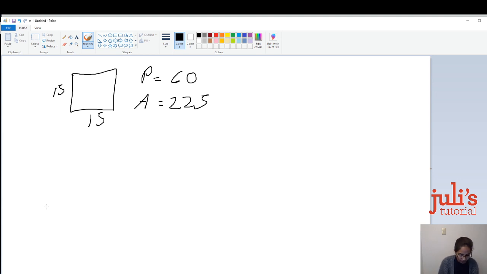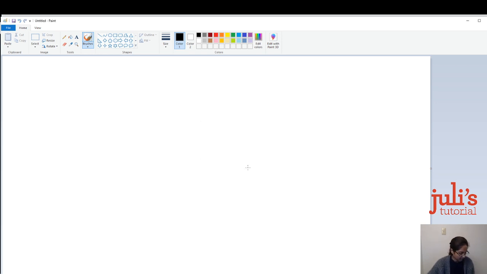Now the next one we have is the triangle. So the triangle one I want to go over. The area is 225. 15 times 15. It's not 325. Okay, now the next one.